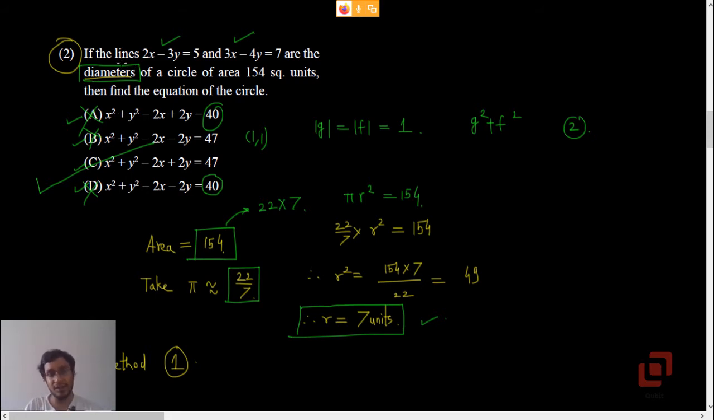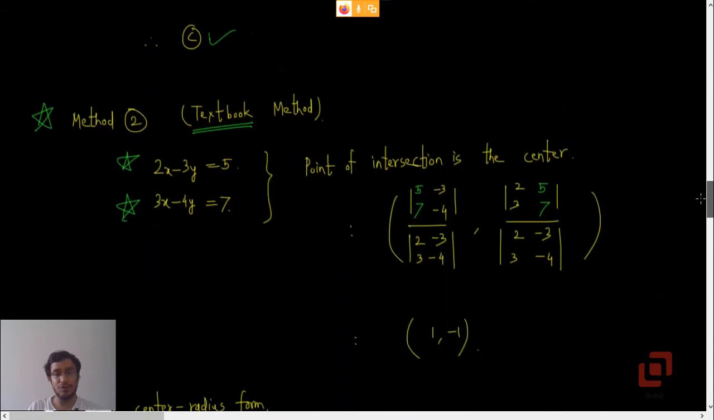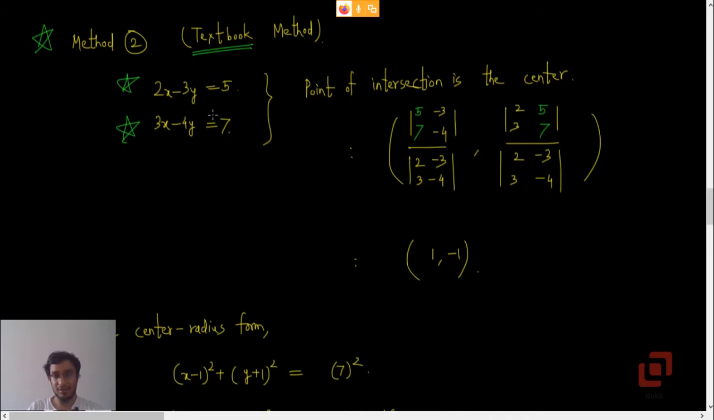So if these two lines are diameters, then the point of intersection of these two lines should be the center of the circle, correct? So if you solve the equations of these two diameters or lines simultaneously, you can use Cramer's rule or whichever method you are comfortable with, you will get the coordinates of the center. Okay, the coordinates are 1, minus 1.